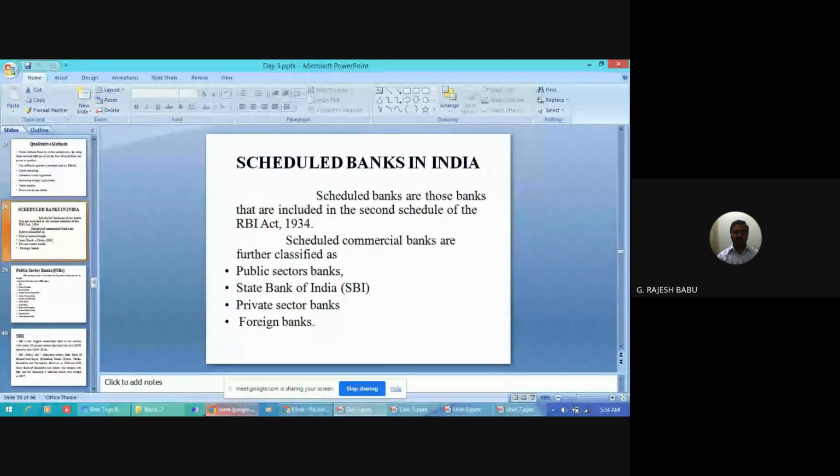Scheduled commercial banks are further classified as public sector banks, State Bank of India and its associates, private sector banks, old and new private sector banks, and foreign banks. Scheduled commercial banks are classified into public sector banks, private sector banks and foreign banks.